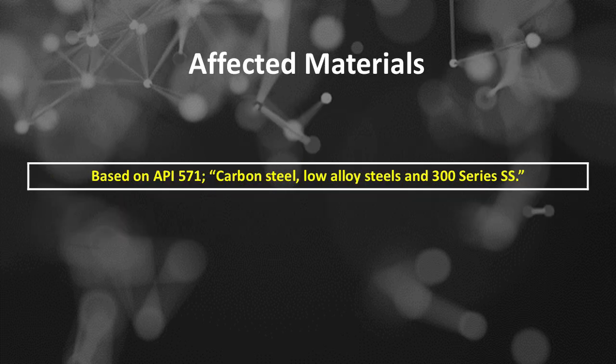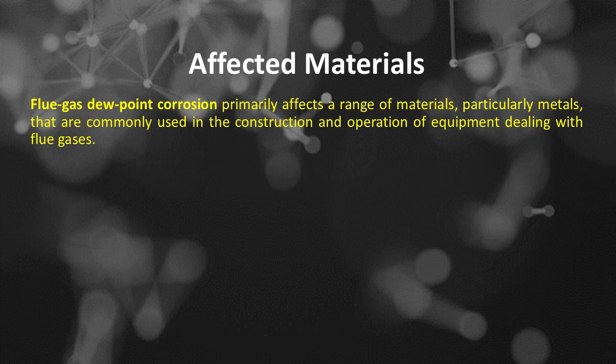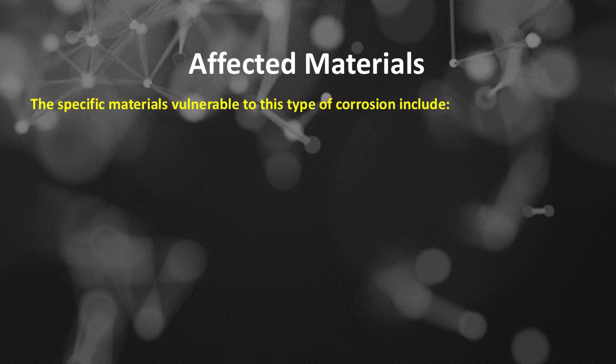Flue-gas dew-point corrosion affected materials based on API 571: carbon steel, low-alloy steels and 300 series SS. Flue-gas dew-point corrosion primarily affects a range of materials, particularly metals, that are commonly used in the construction and operation of equipment dealing with flue gases. The specific materials vulnerable to this type of corrosion include: Number 1 is carbon steel.